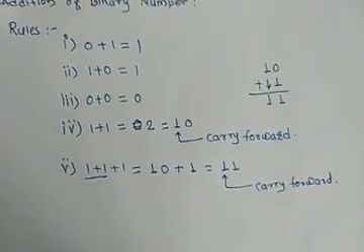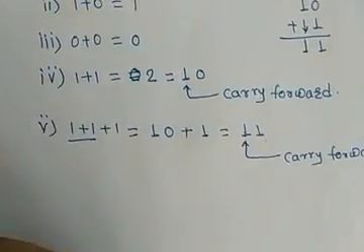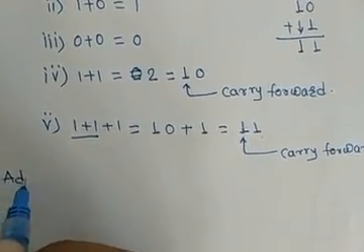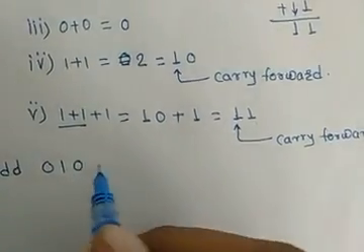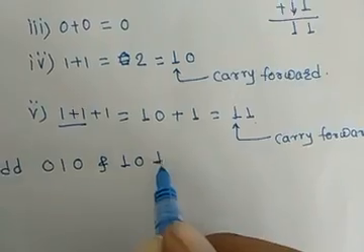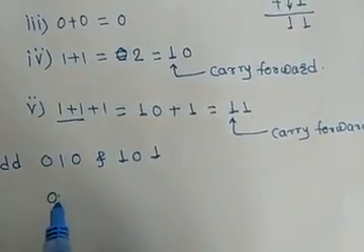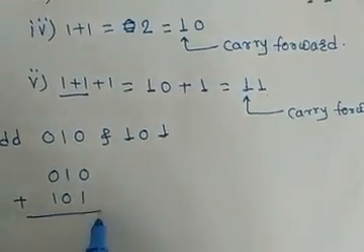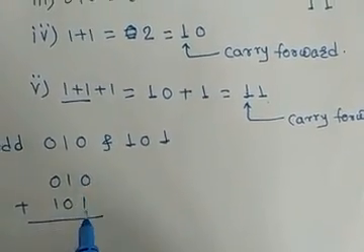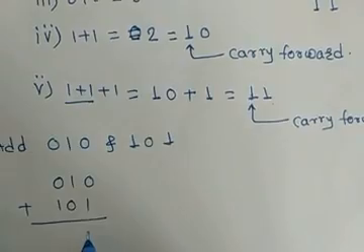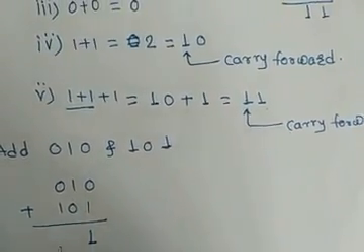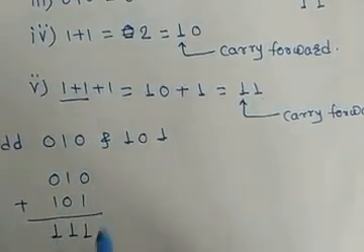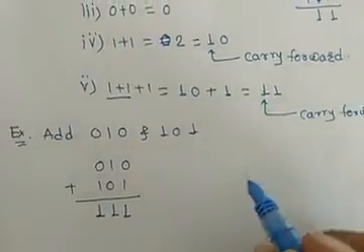Now we take examples on addition of binary numbers. Example number one: add 010 and 101. So 010 plus 101 can be added as follows. 0 plus 1 is 1 by the rules of addition. 1 plus 0 is 1, 0 plus 1 is 1. These are some simple examples on addition.